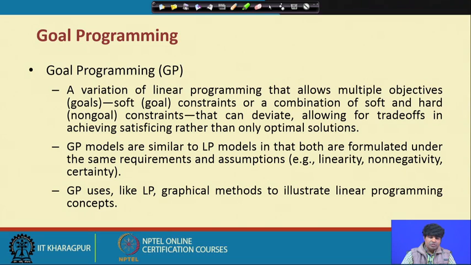So now in simple understanding, goal programming is a variation of linear programming that allows multiple objectives, and that is what goals, soft goal constraints, or the combination of soft and hard, that is non-goal constraints, that can deviate, allowing for trade-offs in achieving satisfying rather than only optimal solutions. So that means it is typically a multi-objective structure.